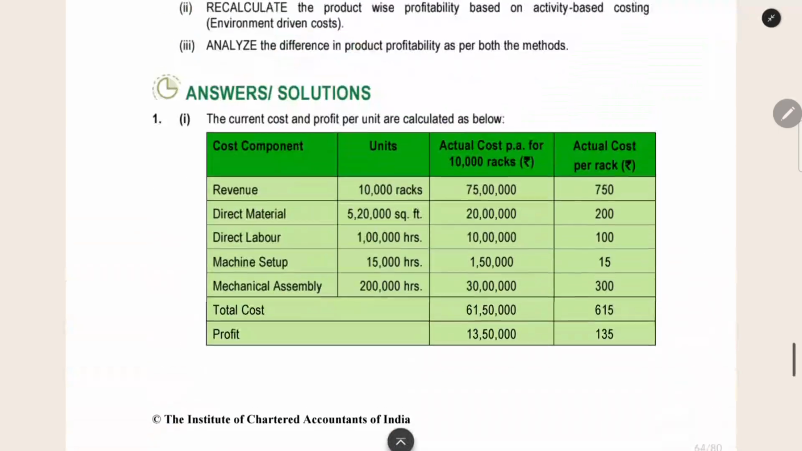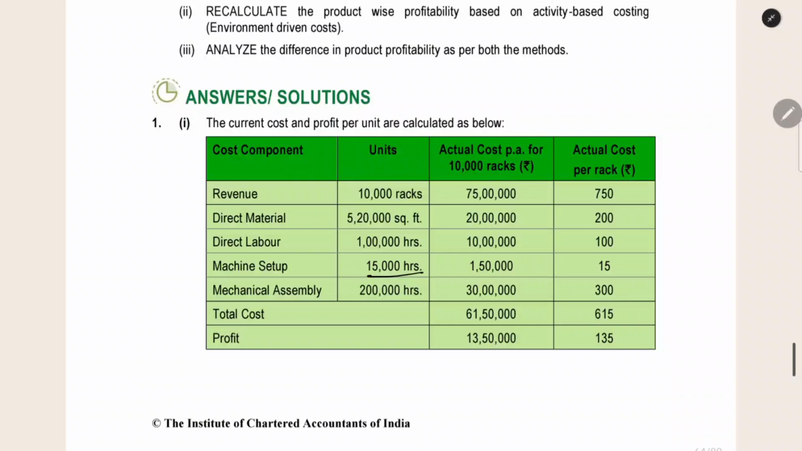What they are saying is that this 15,000 hours we are spending, right? That is a non-value added activity because the customer cannot see it in the final product. Now, we are going to see the next subdivision.